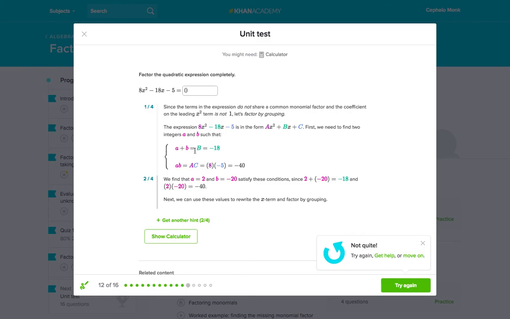A plus B equals B. Yeah. Two times. Oh my God. Why is it every single time something so simple? Okay. So it's negative 20 and 2. So we have 8x squared plus 2x minus 20x minus 5. Group. 2x. Geez. 4x plus 1 minus 5 is 4x plus 1. So we get 2x minus 5, 4x plus 1.